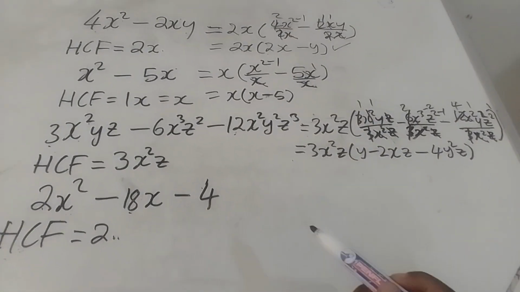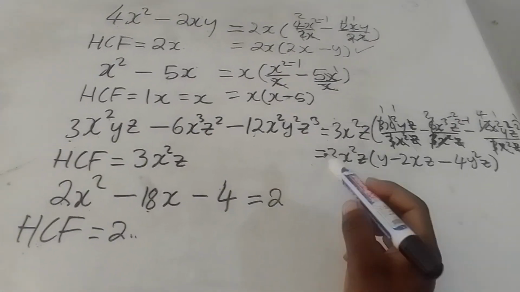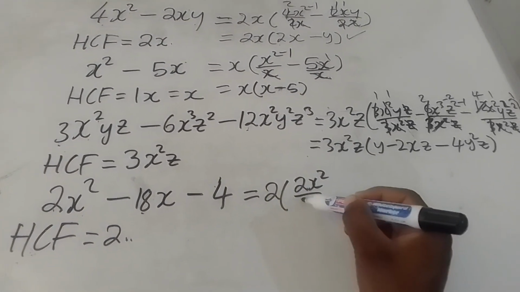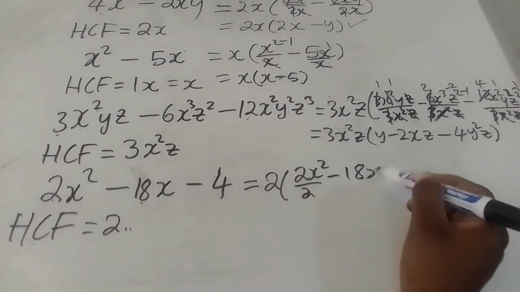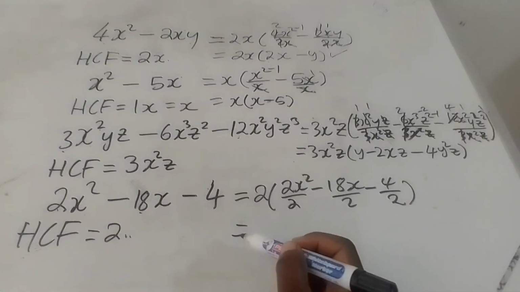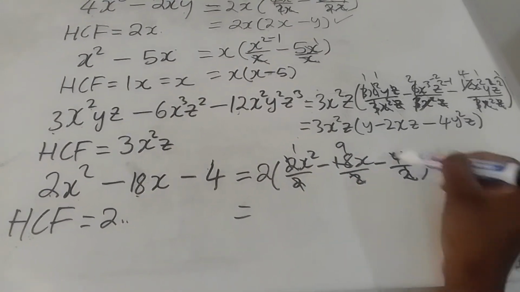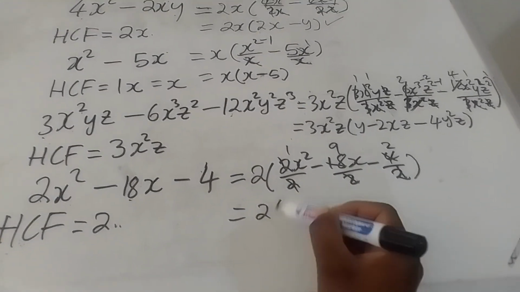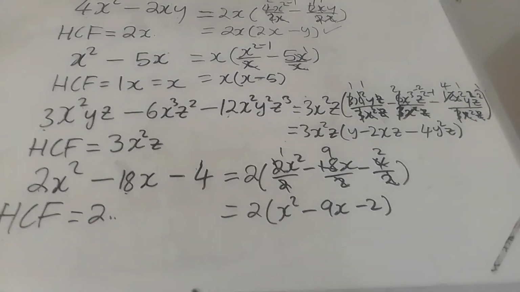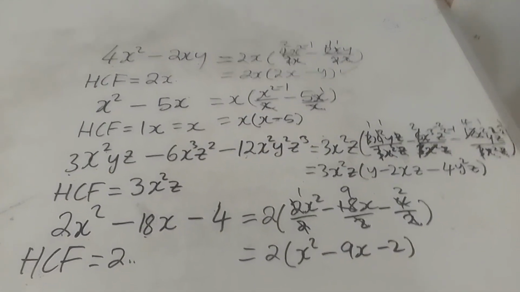Then let's go to the last one. Once again, you write the highest common factor and you open a bracket. And in the bracket, you divide each term of the expression by the highest common factor. And so this becomes what? 2 goes into 2 once, 2 into 18 goes 9 times, 2 into 4 goes twice. So we're left with 2 into x squared minus 9x minus 2.